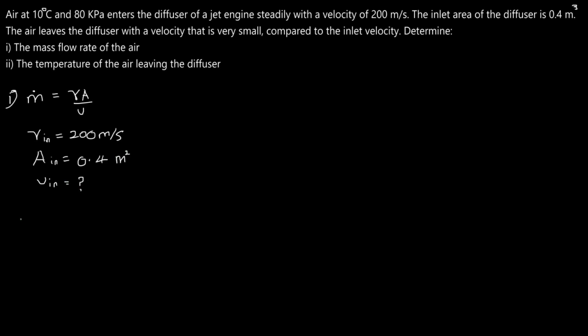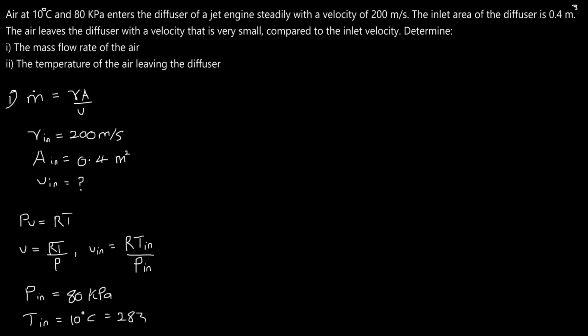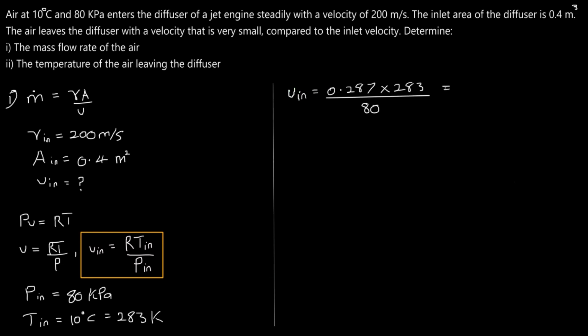We can use the ideal gas equation, PV equals RT. So rearranging this, we have V equals RT divided by P, which means the specific volume at the inlet is equal to the gas constant multiplied by the temperature at the inlet divided by the pressure at the inlet. We know the pressure at the inlet is 80 kilopascals, and the temperature at the inlet is 10 degrees Celsius or 283 Kelvin. So substituting these values, we can find our specific volume at the inlet, and we get this as 1.015 meters cubed per kg.